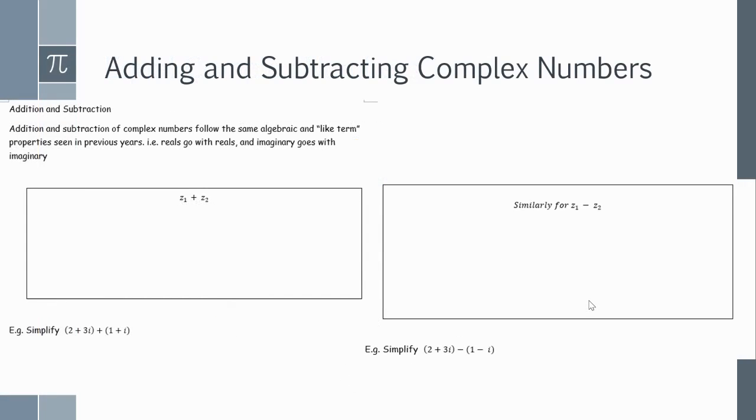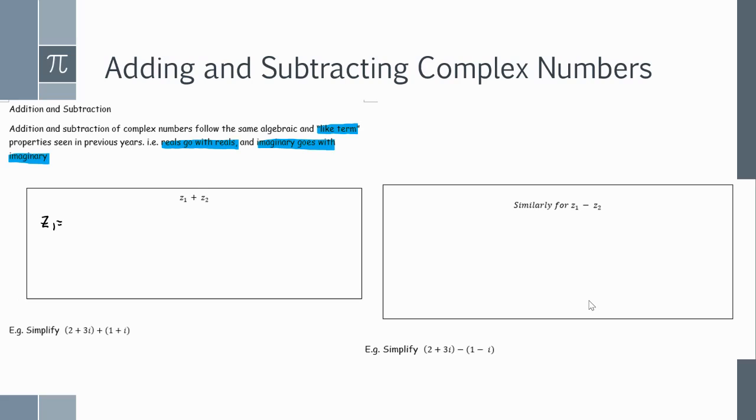How do we add and subtract complex numbers? The last part here. Addition and subtraction of complex numbers follows the same algebraic and like-term properties seen in previous years in algebra. That just means the reals will be like terms with the reals and the imaginaries like terms with the imaginaries. And that's what I would like you to think.